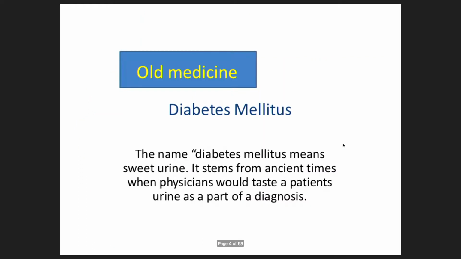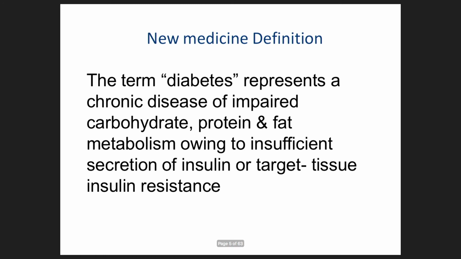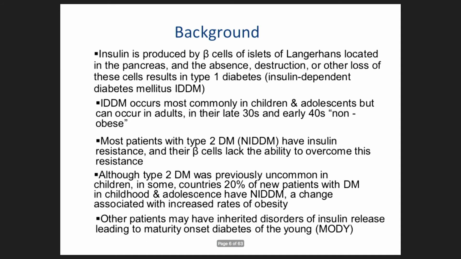The old definition of diabetes means sweet urine. Diabetes means too much urination, and mellitus means sweet. So the old definition was only a translation: diabetes, too much urine; mellitus, sweet. But the current definition of diabetes represents a chronic disease of impaired carbohydrate, protein, and fat metabolism. Why? Either insufficient secretion of insulin in type 1 or target tissue insulin resistance in type 2.